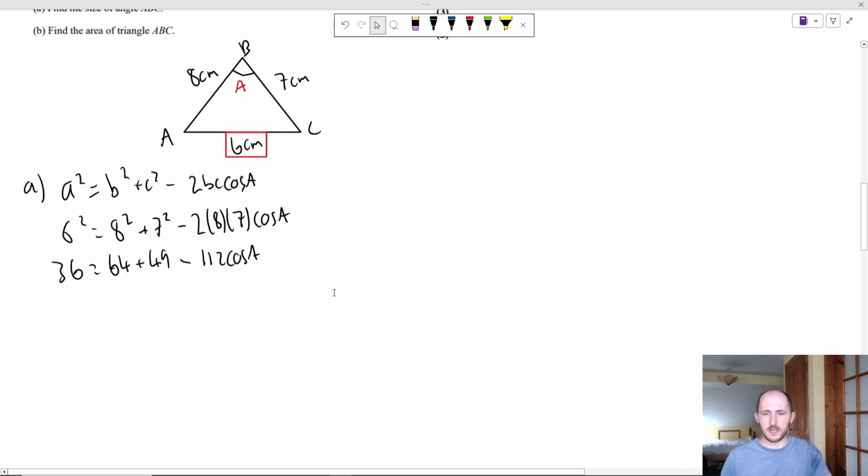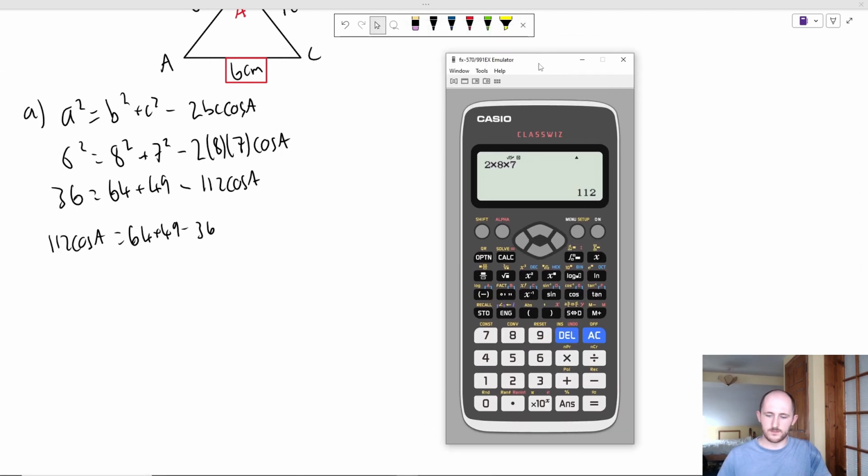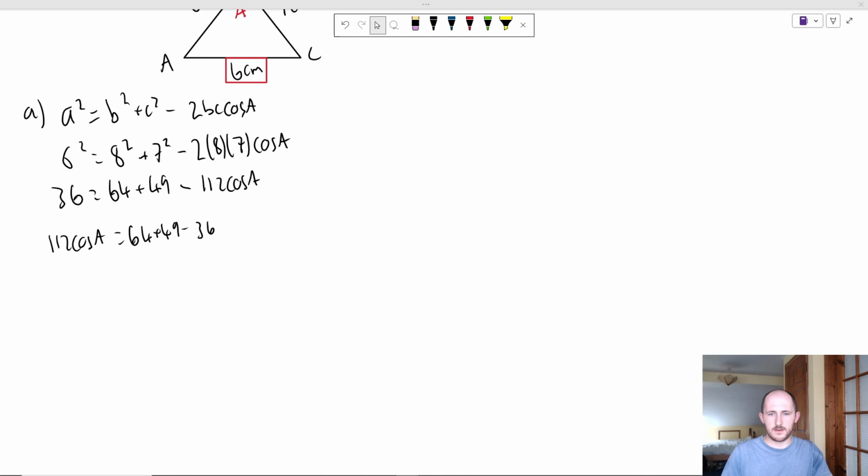So if I move the 112 cos A to the left-hand side and the 36 to the right-hand side, this is what I'd get. I'd get 112 cos A equals 64 plus 49 minus 36. Let's work out all of that first, just to save me from writing that out. 49 minus 36, 77. So we have 112 cos A. You can do this a bit faster in terms of the rearranging, but again, I'm just making sure that everyone is following.